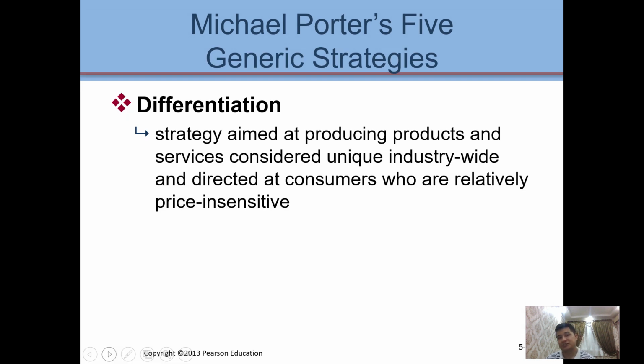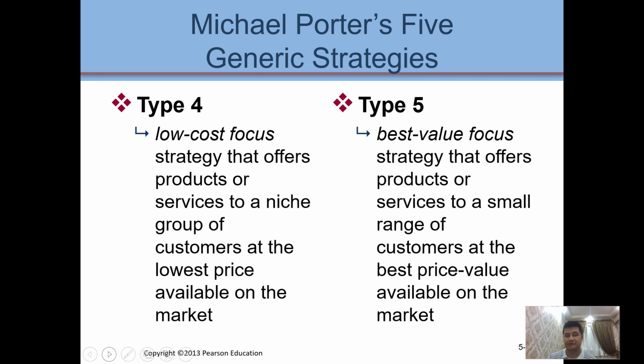Michael Porter's five generic strategies also include differentiation: the strategy aimed at producing products and services considered unique industry-wide and directed at consumers who are relatively price insensitive. Type 4 and type 5 are given here. The low-cost focus strategy offers products or services to a niche group of customers at the lowest price available in the market. The type 5 strategy is the best-value focus strategy, which offers products or services to a small range of customers at the best price value available on the market.